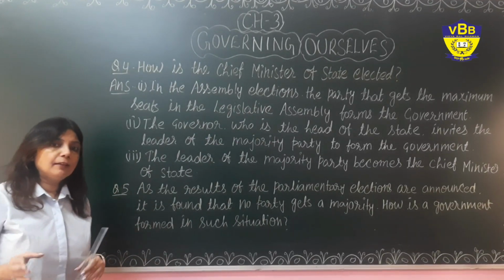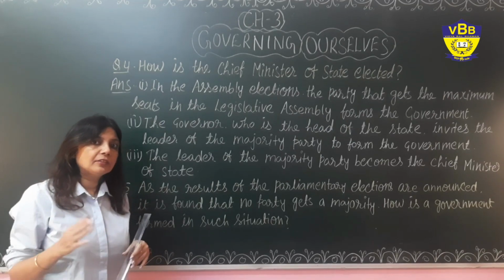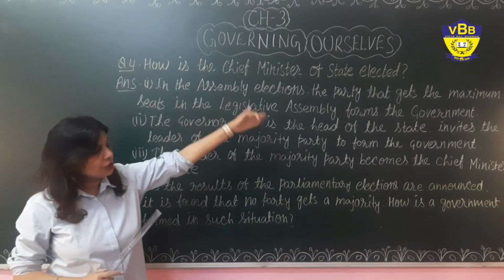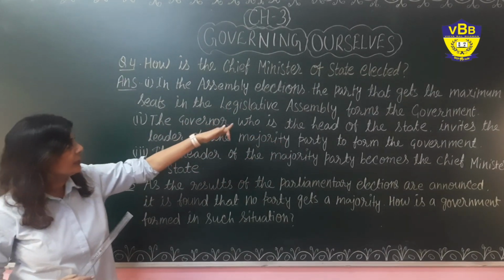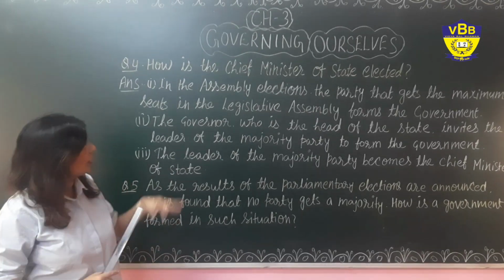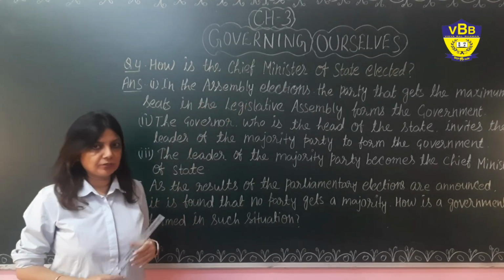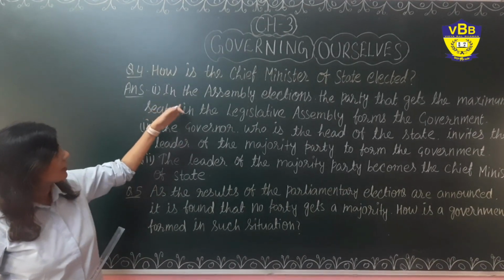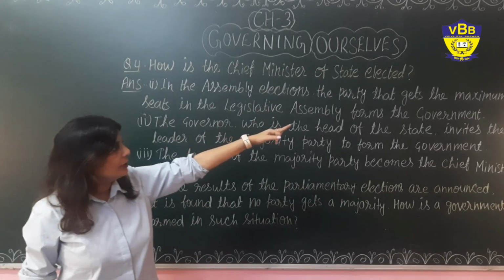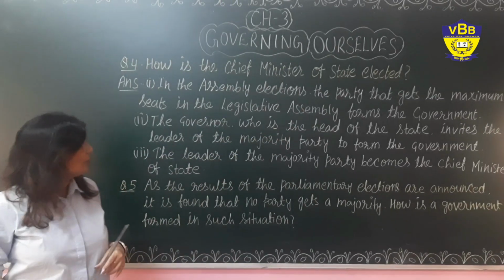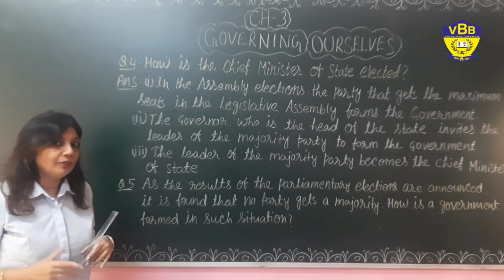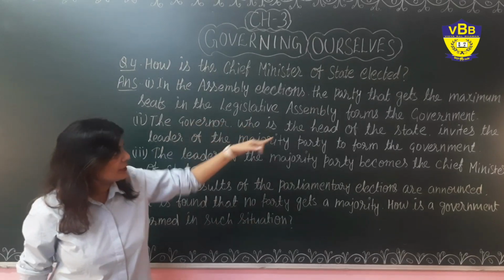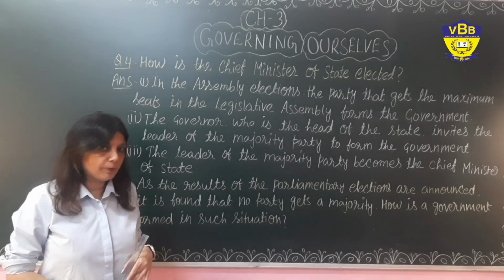First of all, when we are talking about the prime minister, there is a general assembly election. But if we are talking about the chief minister, then there is the legislative assembly, or assembly election. Now let's read the answer. In the assembly election, the party which gets the maximum seats or votes in the legislative assembly forms the government.